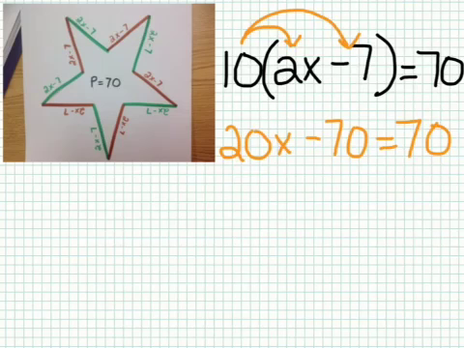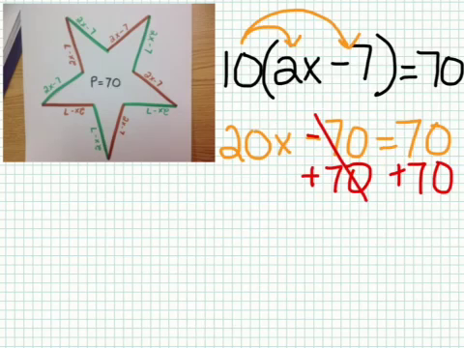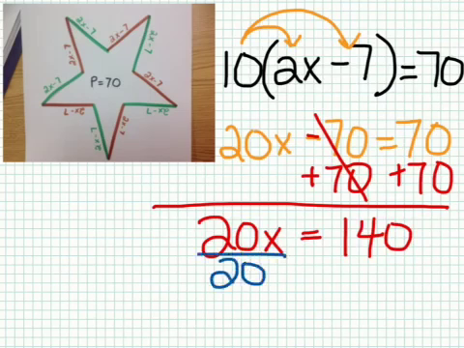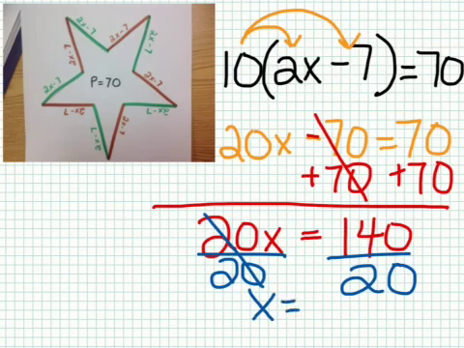Our next step is to either add or subtract. So I see a subtraction symbol here. I'm going to use the inverse operation to get rid of it. If I do it to one side, I do it to the other. So I'm going to end up with 20x is equal to 140. My last step is to multiply or divide. I see this as multiplication, so I'll use the inverse operation. Divide by 20, and I'm going to end with x is equal to 7.